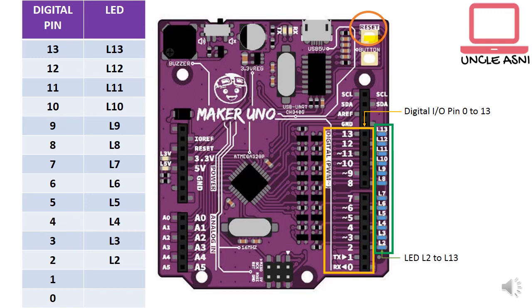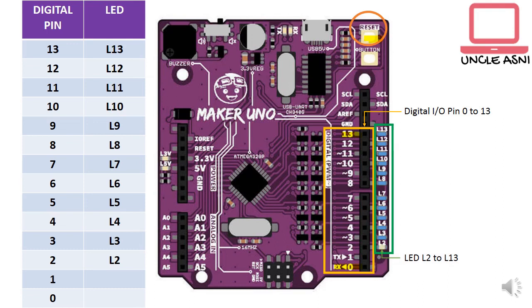Next, we are going to look at the digital pins. The ones that interest us are the digital pins that I have colored in this orange square. They begin with digital pin number 0 until digital pin number 13. We can use all of these pins. Here, the ones that I've highlighted in green are all the LEDs. We have LED number 2, L2, until L13.